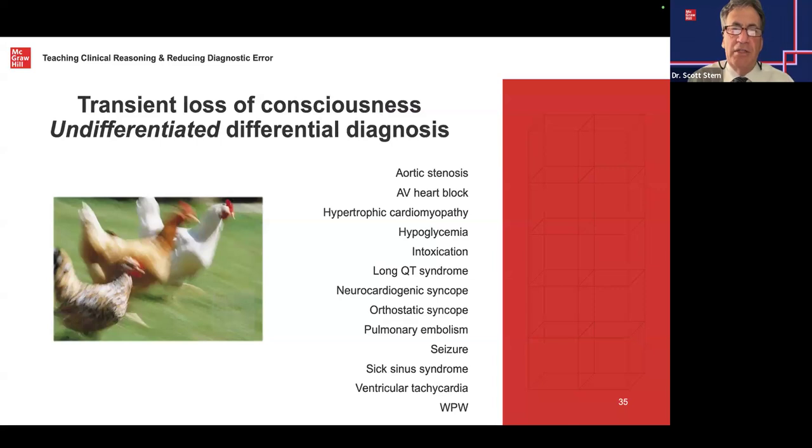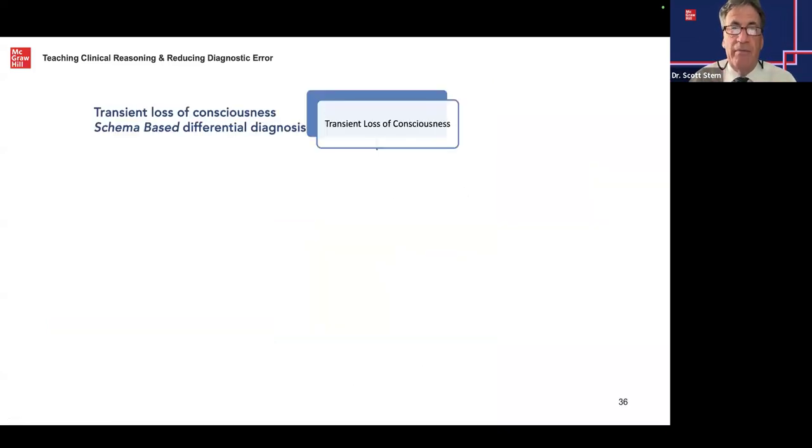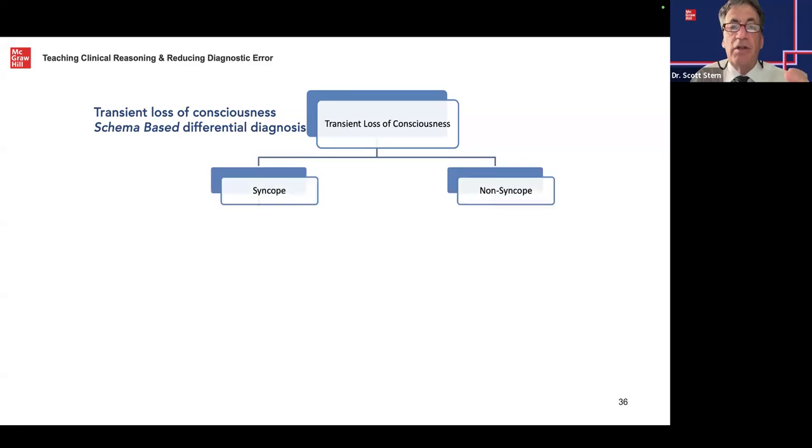So let's take transient loss of consciousness. This is the differential diagnosis, and that is not organized in any particular way, and it's hard to manage this way. Turns out there are 2 pivotal concepts in transient loss of consciousness. The first is whether the patient has had syncope or not. Syncope is when the transient loss of consciousness was due to inadequate blood flow to the brain, hypotension. And we can actually define the characteristics that help us to distinguish syncope from non-syncope.